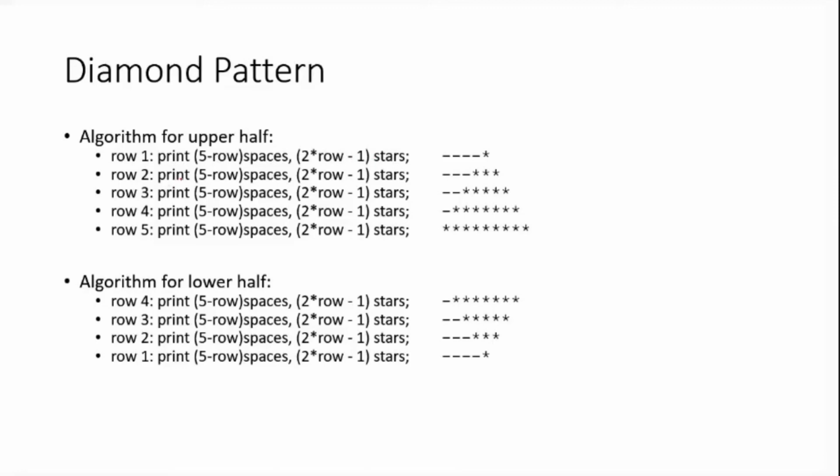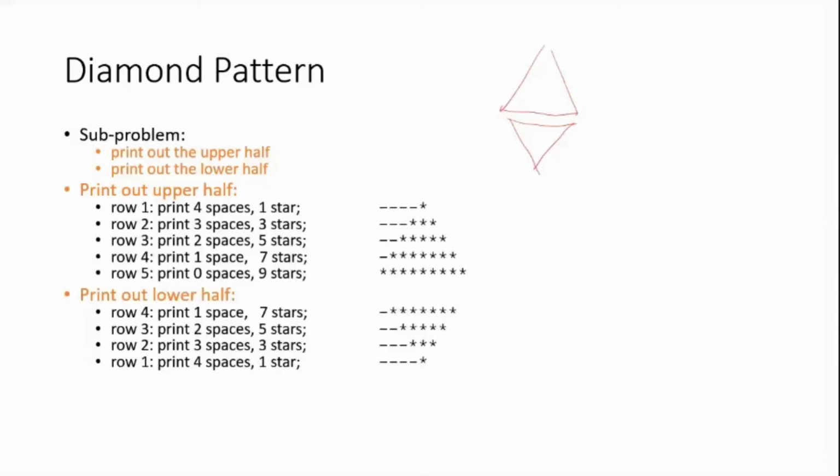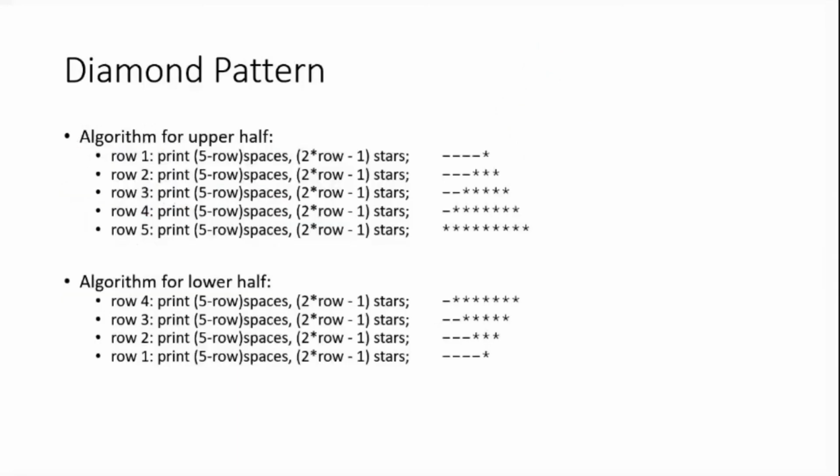In the second row, 5 minus row, here row is 2, so 5 minus 2 is 3 spaces. In the first line it is 4 spaces, and in the second line it is 3 spaces and 3 stars. So in the first row, 5 minus row means 5 minus 1, that is 4 spaces, and 2 into row minus 1, that is 2 into 1 minus 1, is 1 star. So 4 spaces and 1 star.